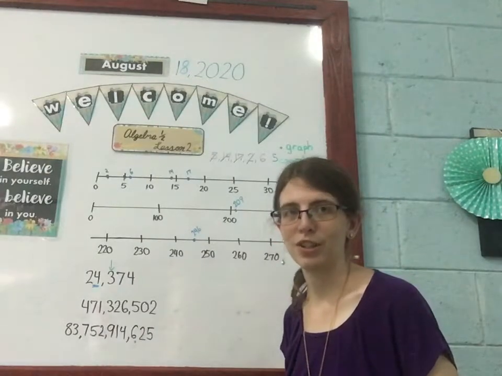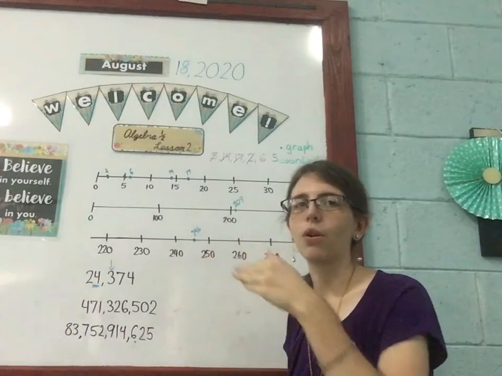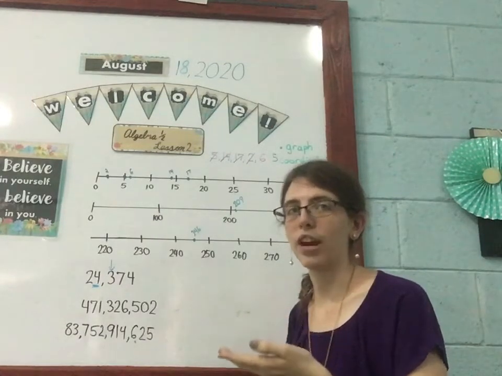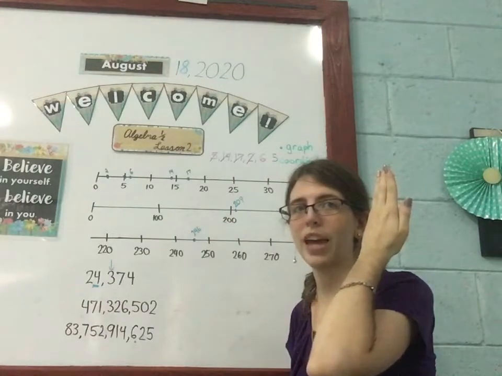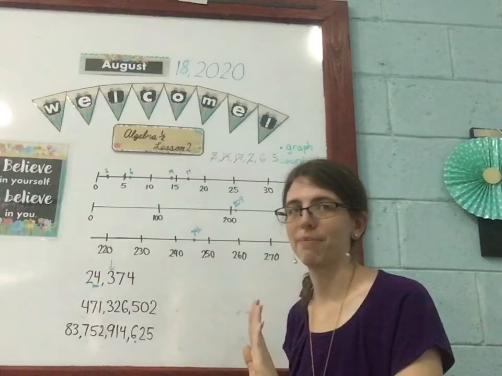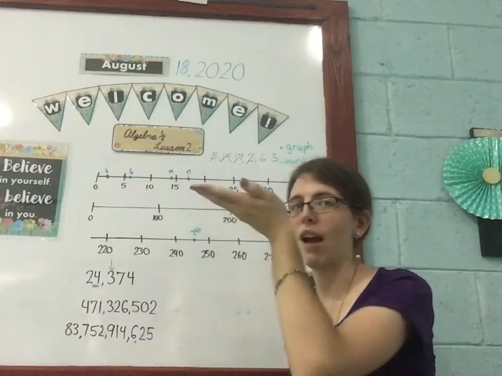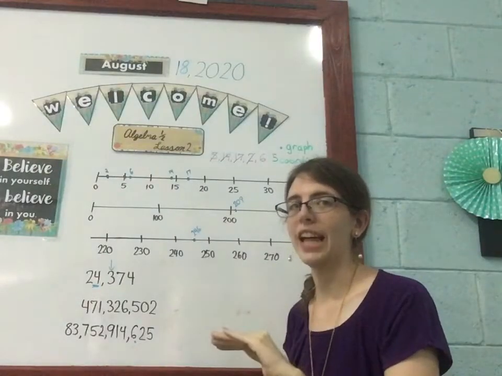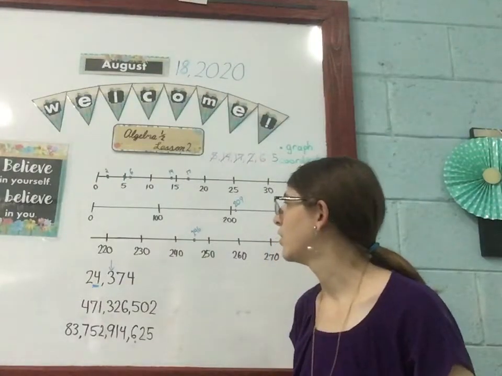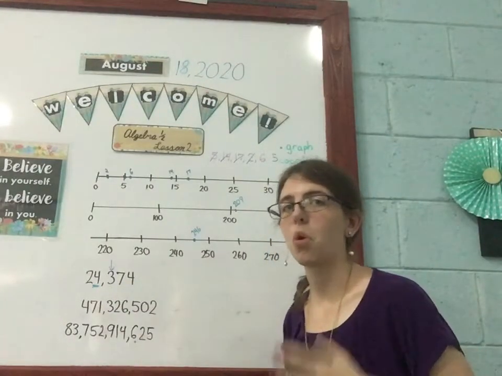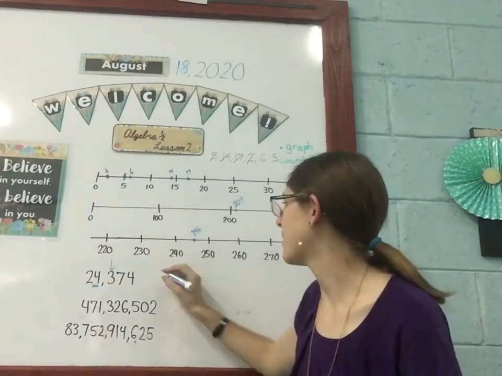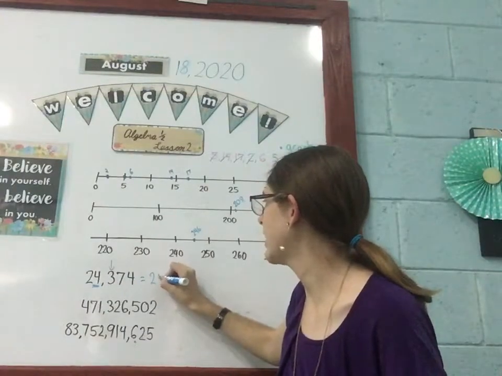That number tells me what to do. If that number is 4 or less, keep it the same. If that number is 5 or greater, round up. Okay? Let's try it again. If it's 4 or less, keep it the same. If it's 5 or greater, round up. So 3, is that 4 or less or 5 or greater? 4 or less. So we keep it the same and it becomes 24,000.